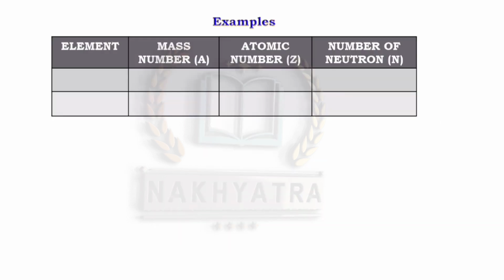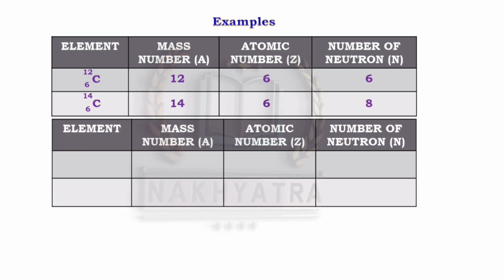Now see few more examples of isotopes. So this is the first isotope of carbon, whose mass number equal to 12, atomic number is 6 and the number of neutron is 6. And this is the second isotope of carbon, where the mass number equal to 14 as you can see here, and atomic number is same, that is 6, and the number of neutron is 8.